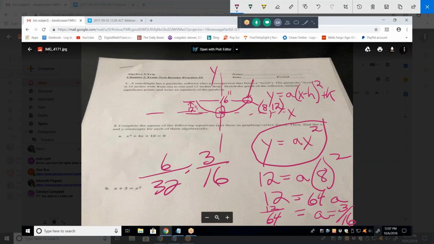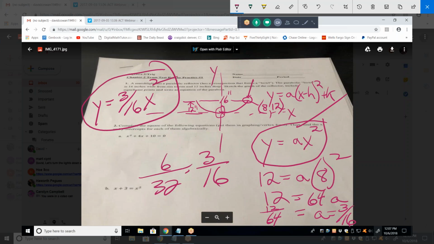So their final question is write the equation of the parabola. Well, there's the equation of the parabola, and all we needed was a. The y and the x stay there. Whenever you're writing a general equation, the y and the x are there, and what you're really filling in are the other variables. So what's a? 3/16. y equals 3/16 x squared. There's the equation of that parabola.